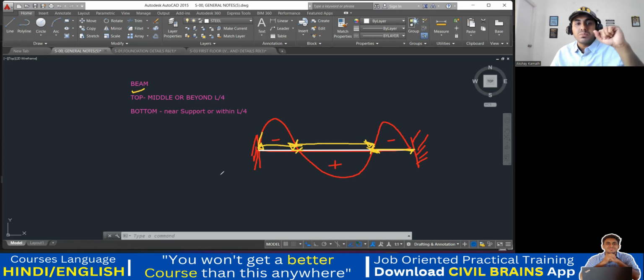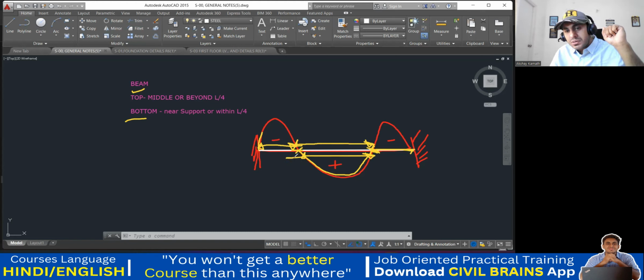Got it? Now, come to the bottom. So the bottom is telling near the support. That means for the bottom, what has happened now? This is the bottom, and this is your maximum bending moment. This much portion, up to here, your bending moment is maximum. So that means I cannot do any lapping in this portion because my bending moment is maximum.